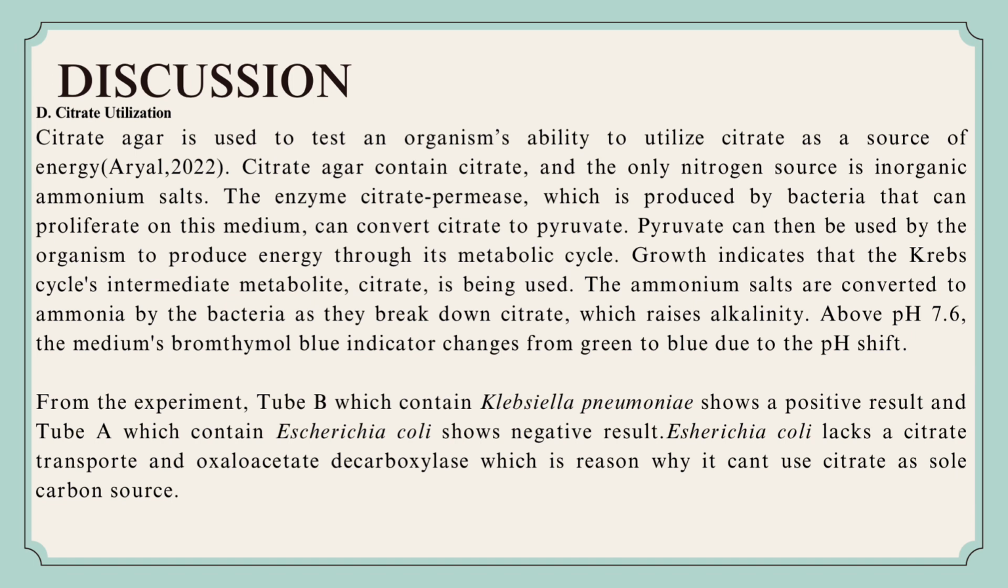Above pH 7.6, the medium's bromothymol blue indicator changes from green to blue due to the pH shift. From the experiment, tube B, which contains Klebsiella pneumoniae, shows a positive result, and tube A, which contains Escherichia coli, shows a negative result. Escherichia coli lacks a citrate transport and oxaloacetate decarboxylase, which is the reason why it can't use citrate as a sole carbon source.